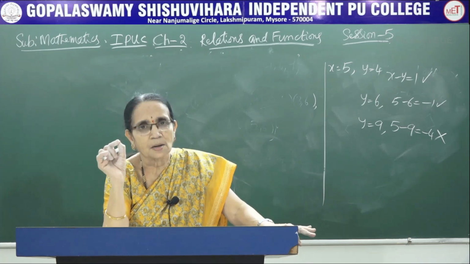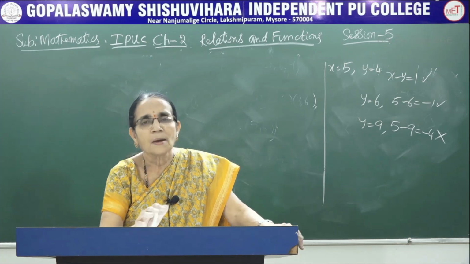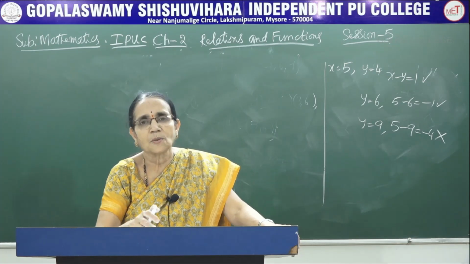Write the elements of R. They can say like this, write the relation R in the roster form. Write the domain, the codomain as well as the range.